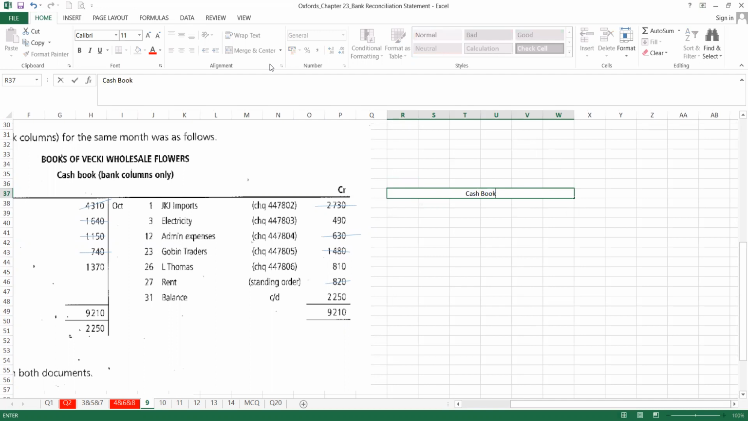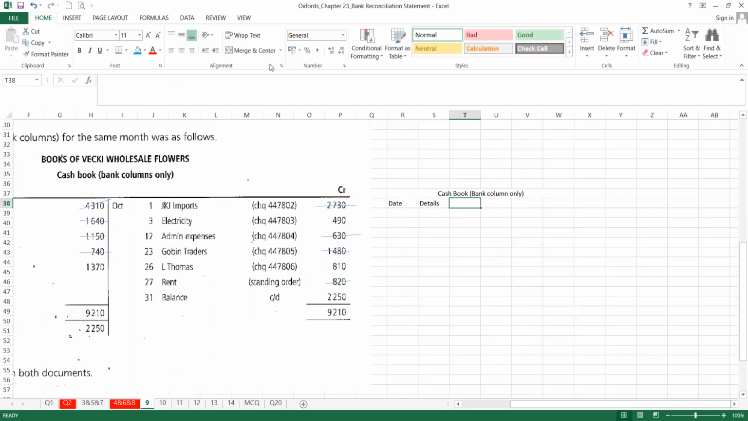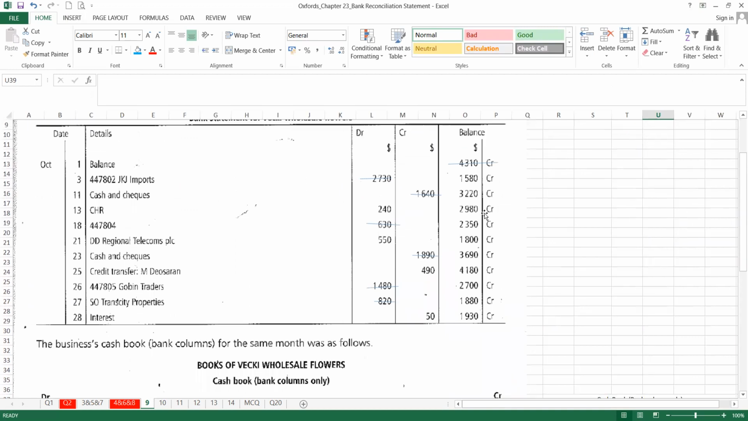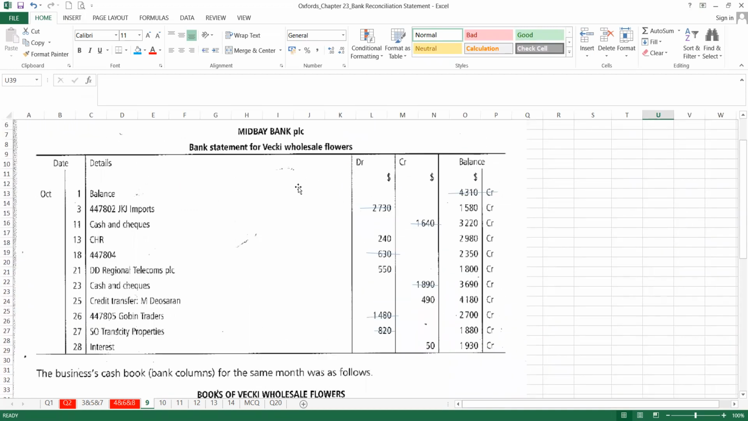Cash book bank column would be date here. So what is the balance on the November 1st? So balance breakdown, which is 2250. Okay, what are the items not cut or not crossed out? That means we have to update. In the bank statement, what are the items?